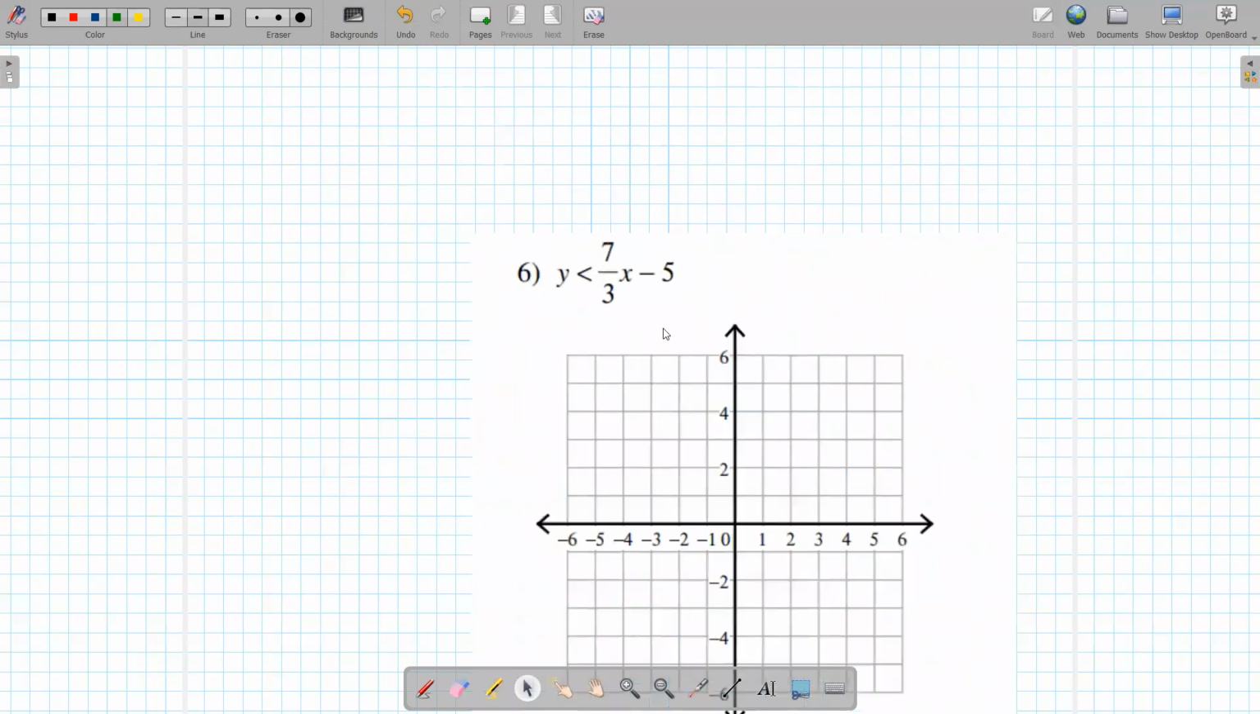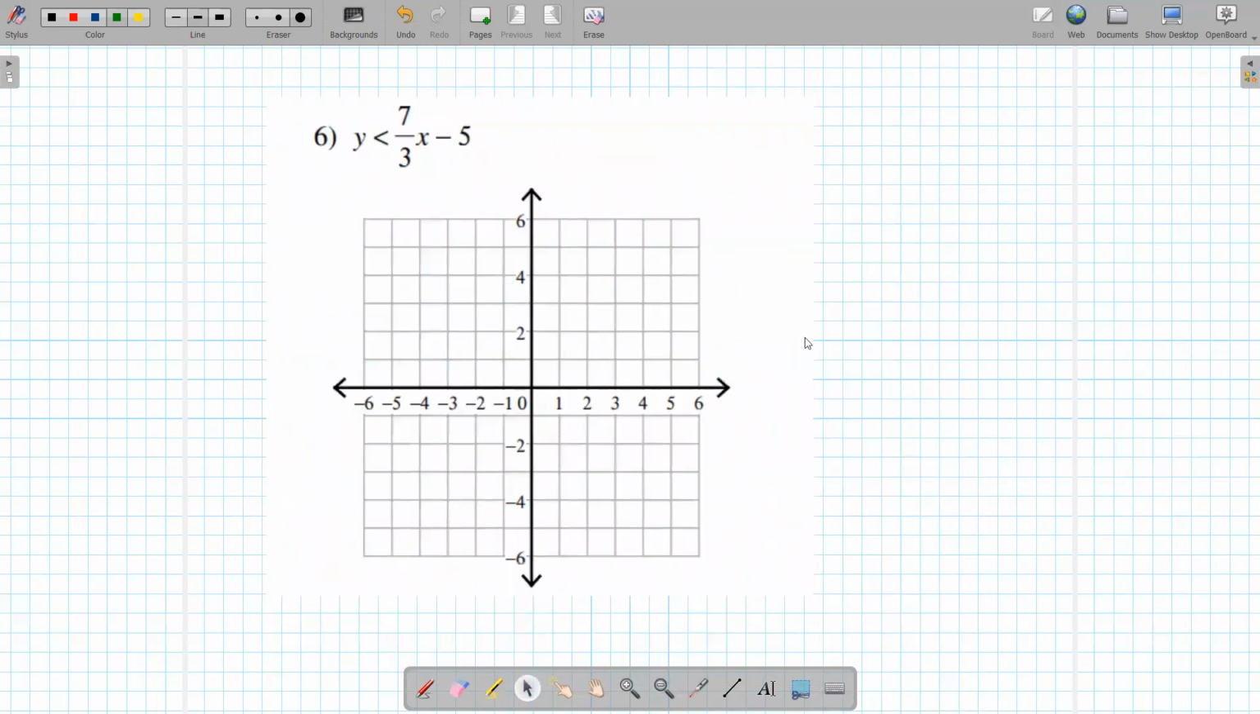Okay, this one, it's in the right form. So -5 is somewhere here, and then the slope is 7. That means you go up 7 units, you end up at 2, and then you go 3 units across, right there. So your graph is going to look something like this.